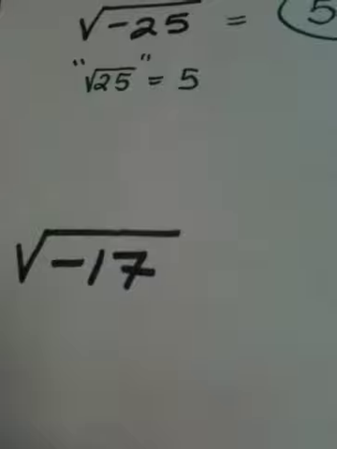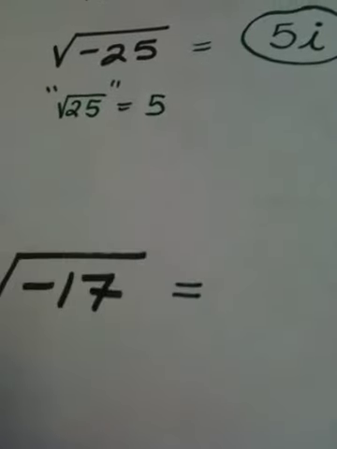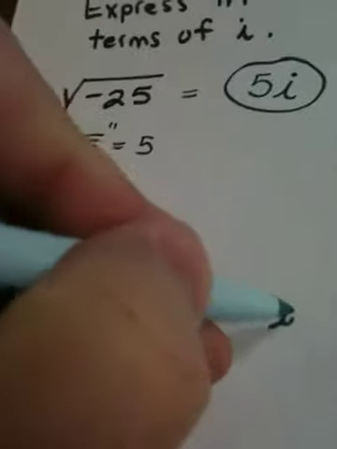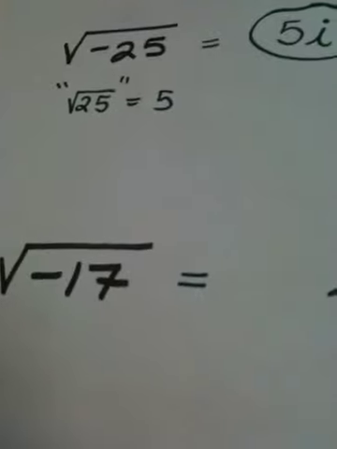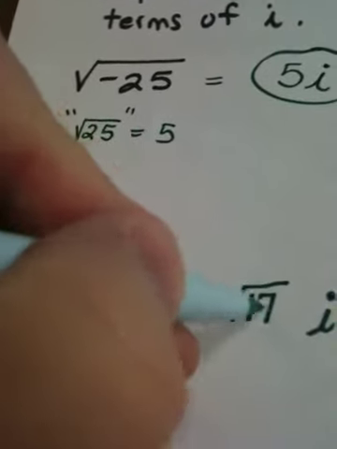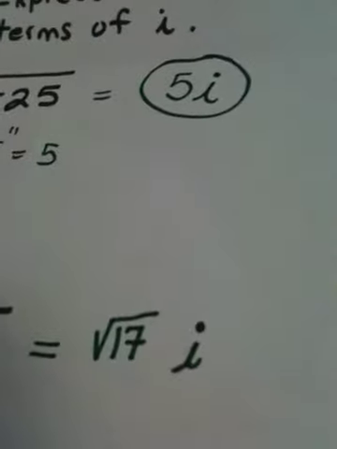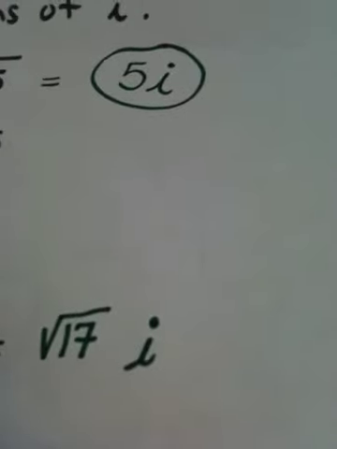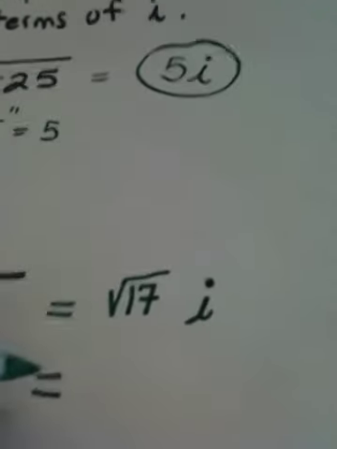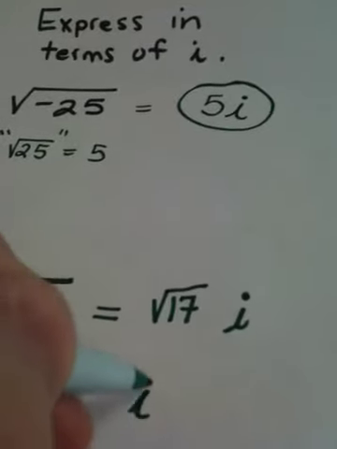How about the square root of -17? Well, when you have a square root with a negative underneath, you're going to get i in your answer. And what's the square root of 17? Well, there's nothing more you can do with the square root of 17 because there are no perfect squares that come out of it. There are two ways to write your answer. Square root of 17, i. And a lot of times you'll see i put in front of the radical.